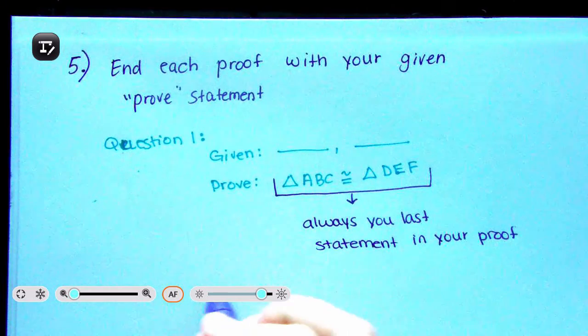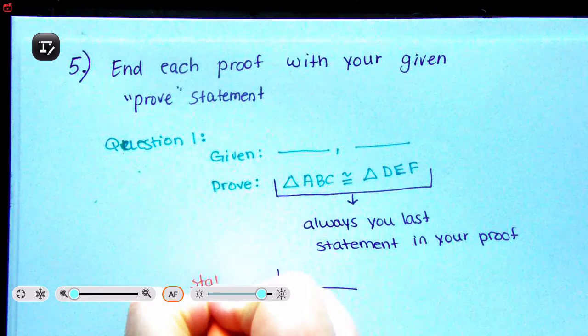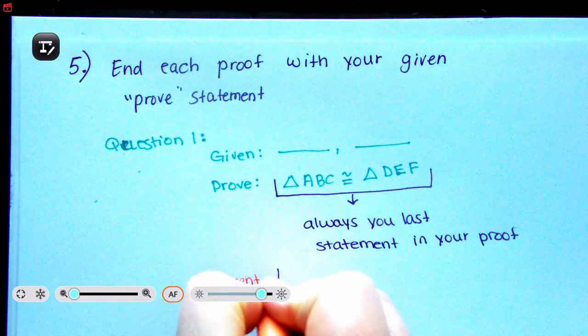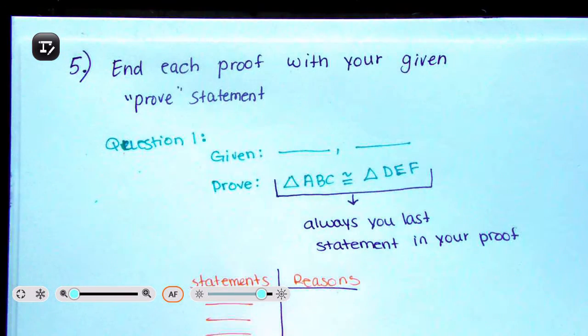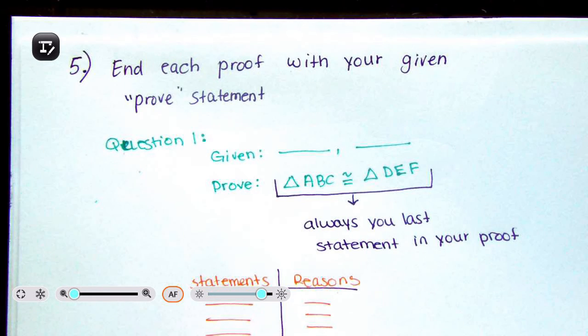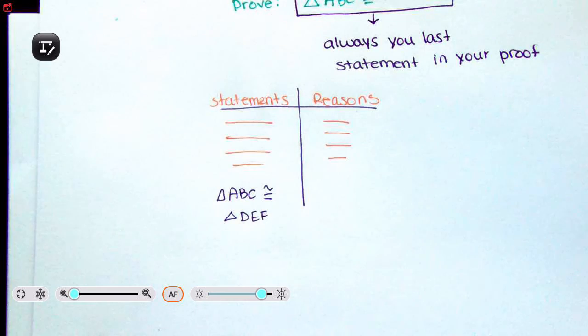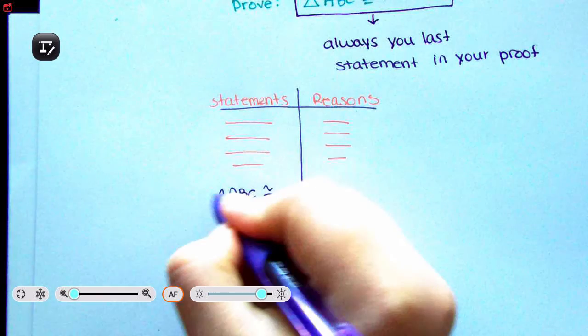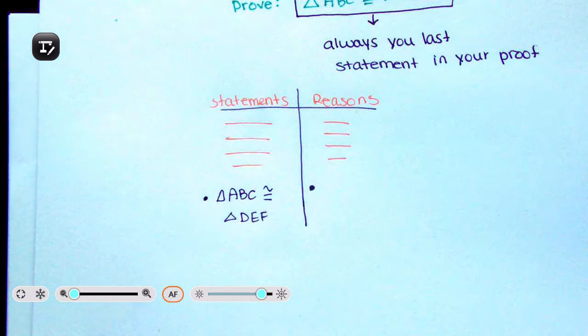So when you have your statements and reasons, you have something here, here, here, you have your reasons, and then you're going to say triangle ABC is congruent to triangle DEF, and that's going to be your very last line. And then whatever number this is, you're going to have that same number here, and you're going to give your reason.